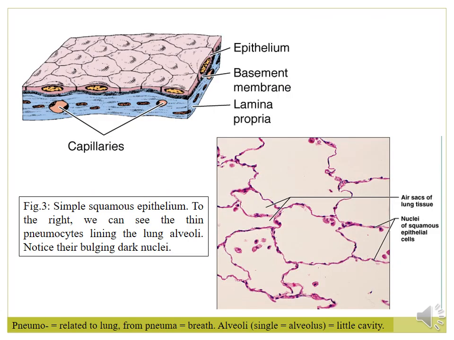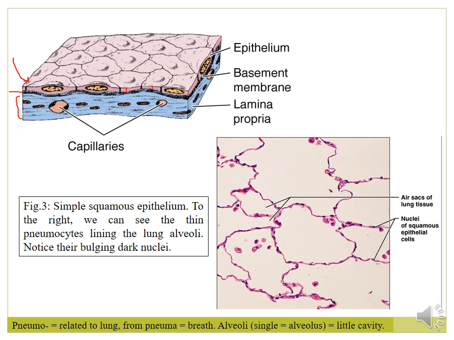So if we look at these images, this is the epithelium, simple squamous epithelium. As you can see, this is the basement membrane, and this is the underlying connective tissue. Notice how the cytoplasm is thin. The cytoplasm of these cells is thin.